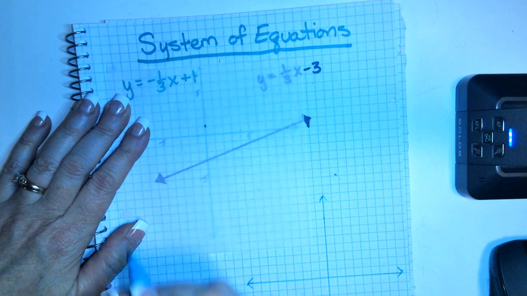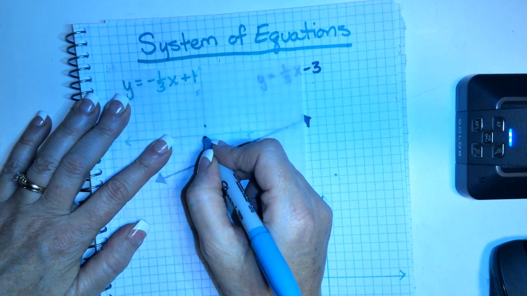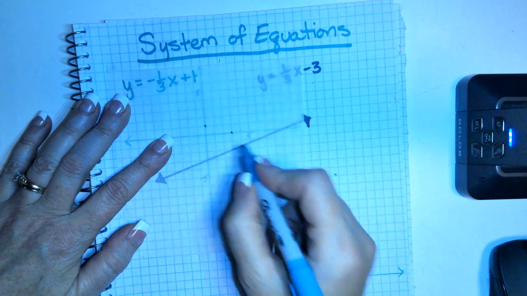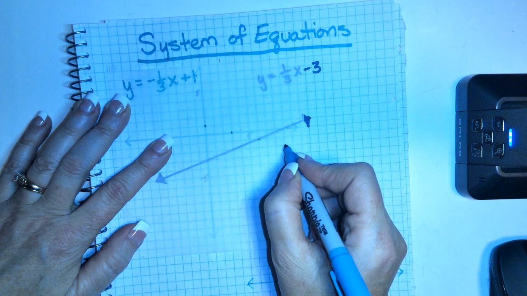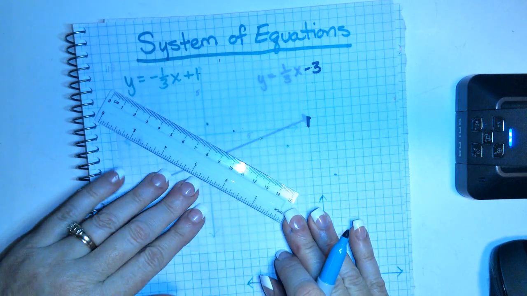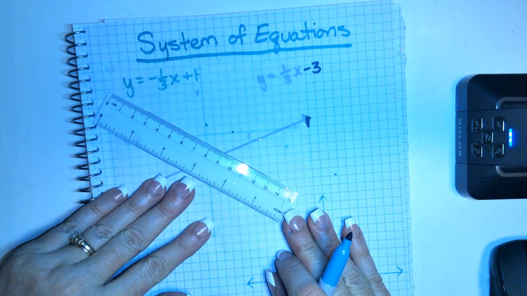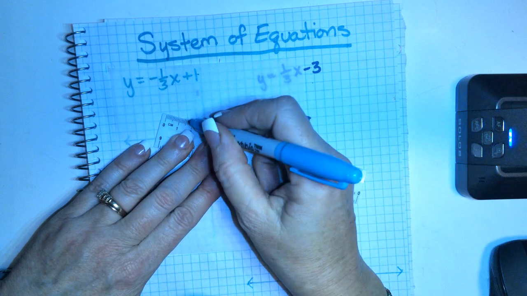Now, my slope is going to go down 1 over 3. So I go down 1 over 3, down 1 over 3, down 1, and over 3. And then I'm going to graph this line right here.